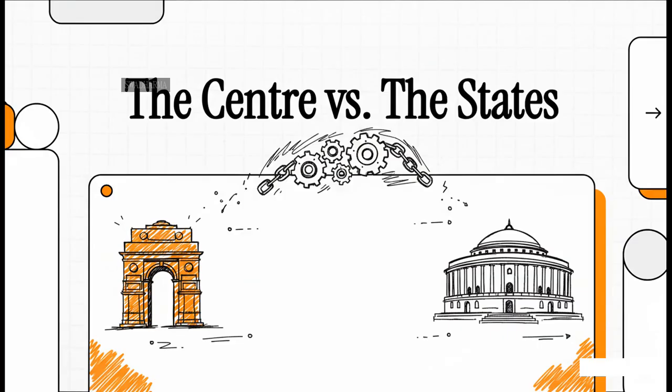Today, we are going to tackle a very fundamental question, a question that lies at the very heart of Indian governance, the relationship between the center and the states. Now, for all of you preparing for your civil services exams, this is not just another chapter in polity. It is the blueprint of how our entire nation operates. Understanding this dynamic is absolutely key to understanding India's unique federal character.